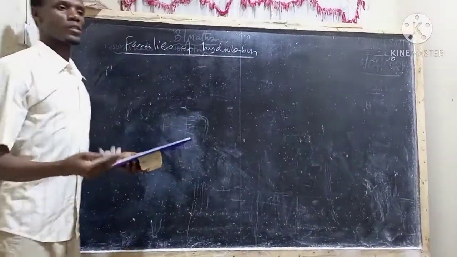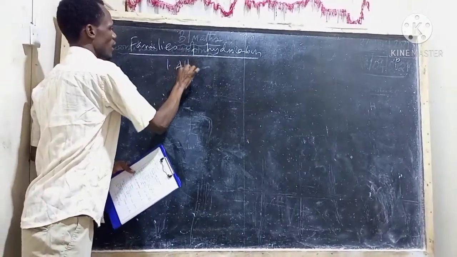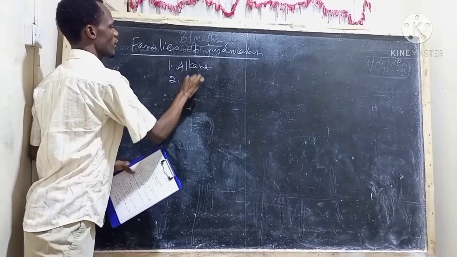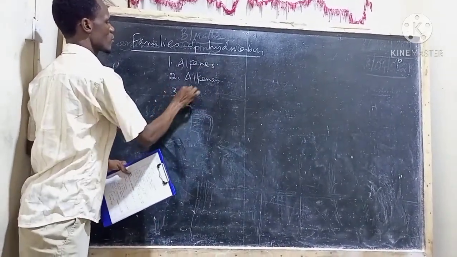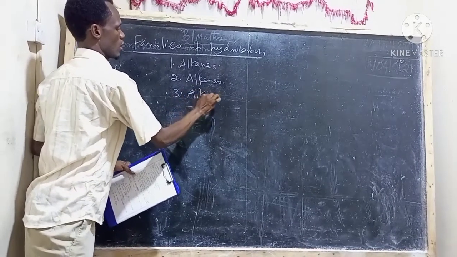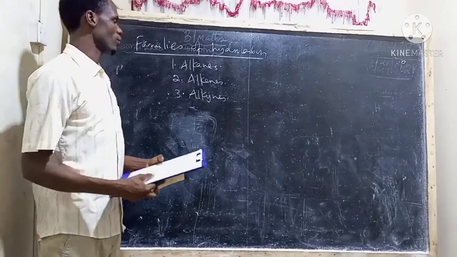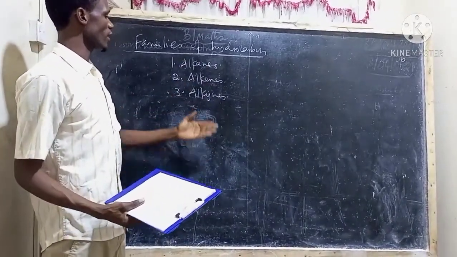Families of hydrocarbons, there are three. We just have one, we call it alkane. And the second is called alkenes. And the third one is called alkynes. Now, what are the families of hydrocarbons? We have three of them. We just have alkane, we just have alkene, we just have alkynes.